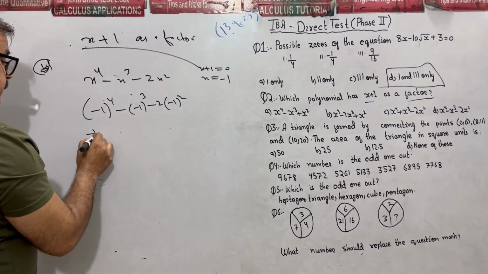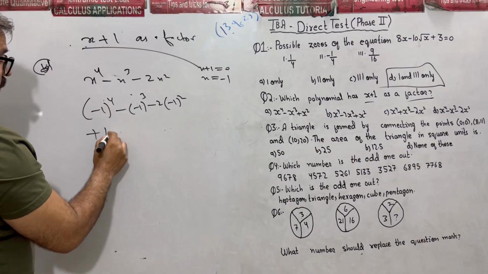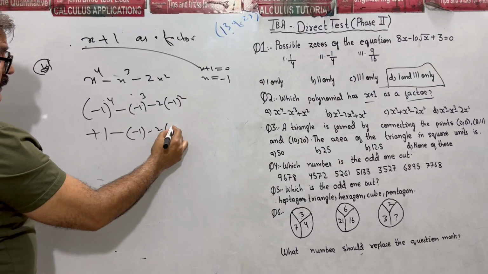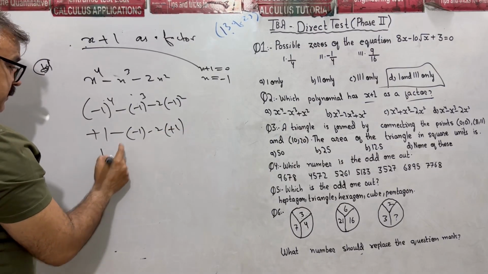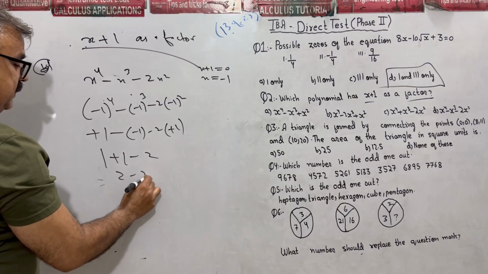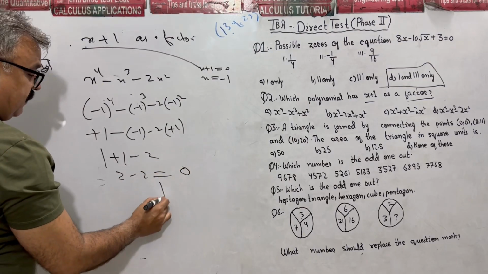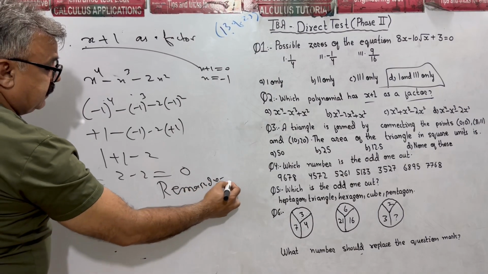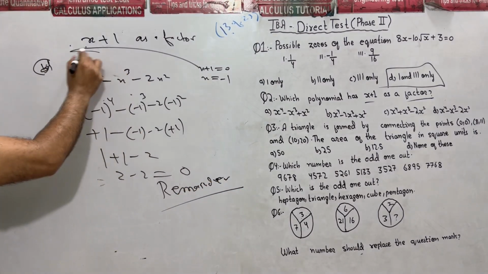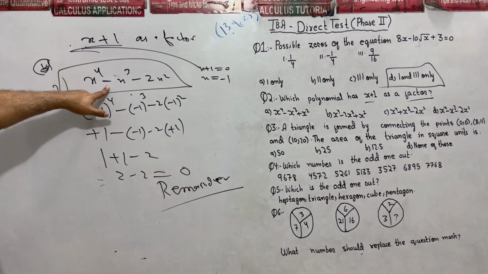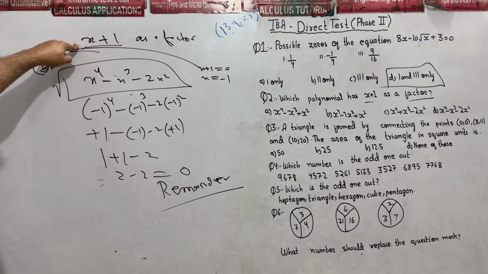Power is even, negative will be turned into positive. Power is odd, minus remains, minus 2. Power is even, minus will be turned into positive. It will be 1 minus minus plus 1, and here minus 2. 2 minus 2, 0. Finally, we have gotten the remainder 0. So, x plus 1 is a factor of this expression.